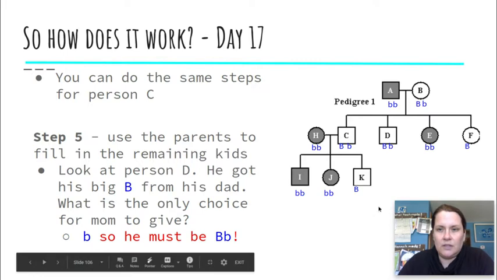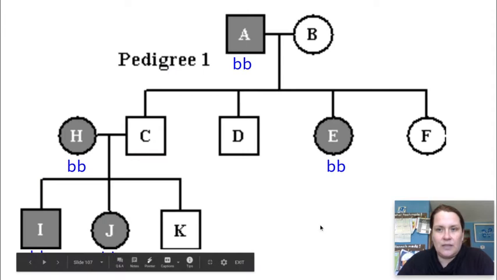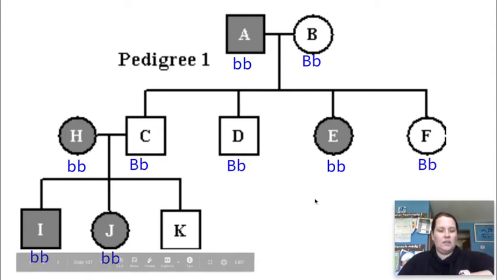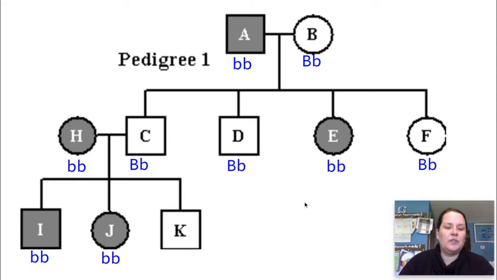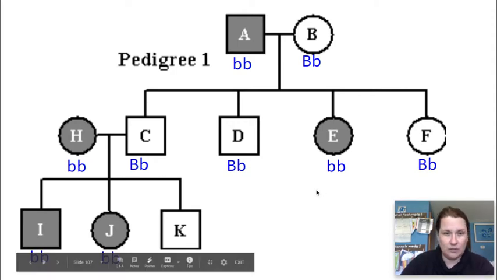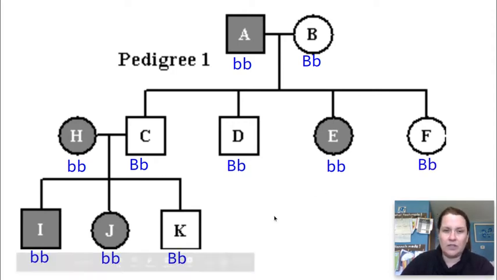Same thing with F. Got the big B from mom, could only get little b from dad. Then for letter K, to figure out that genotype, I think, okay, it's not shaded in, so there has to at least be a big B, and it could only have gotten that from dad, letter C, that big B. So what's the only thing that K could get from mom? It could only get a little b. So that is going to be the genotype of that one, big B, little b.